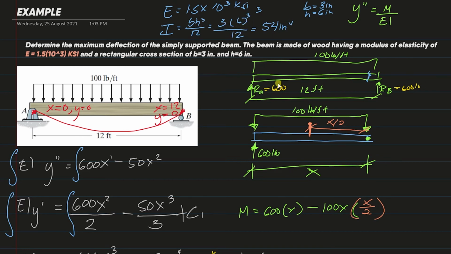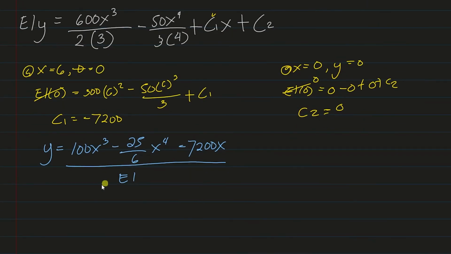Now, ilagay natin yan sa baba dito. Simplify natin yan. So, 100x cube minus 25 over 6x raised to 4.